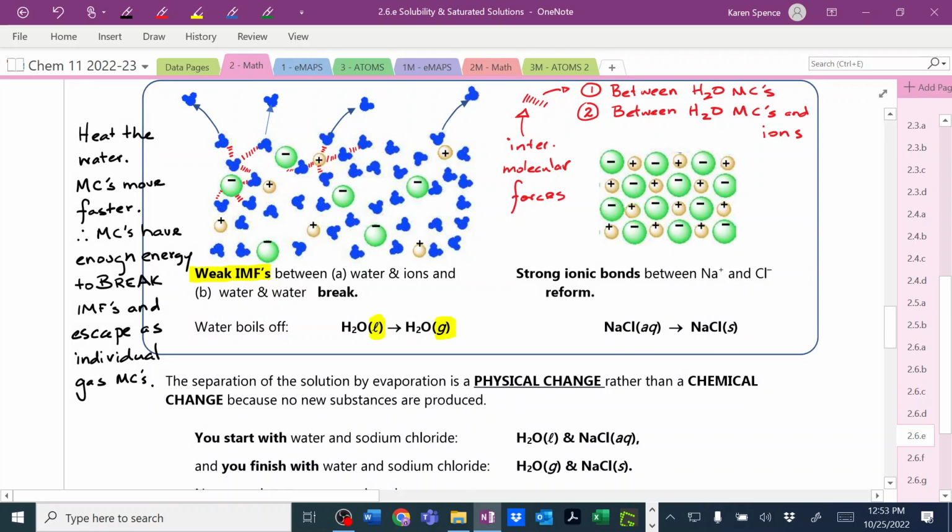Now, we have those weak IMFs. Man, I really need to move my pluses into the right place, don't I? And anyway, they're a little bit out of sync with where they should be.